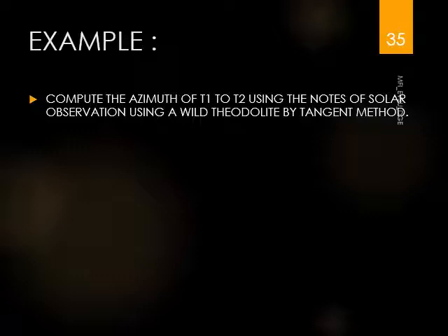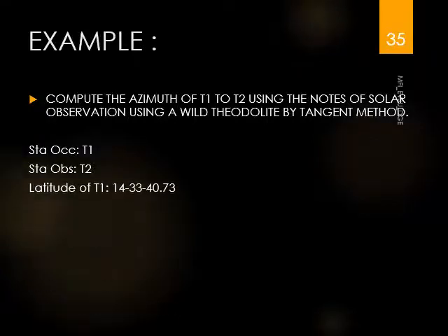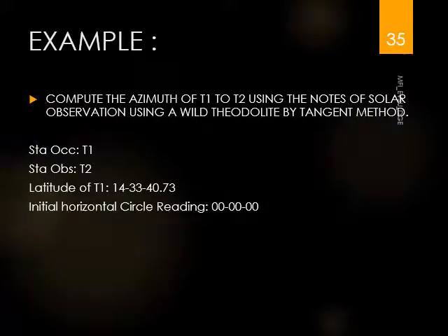observation. Compute the azimuth of T1 to T2 using the notes of solar observation using a wide field of light by a tangent method. So, nag-tangent method sila, no need to correct for a semi-diameter correction. Okay? Yung station 1, we have station 2. Yung nag-occupy sila sa T1, observe sila sa T2. Yung latitude ni T1, that is the latitude of the place of the observation, which is 143340.73. Yung initial horizontal circle reading niya ay 0, 0, which means naka-zero lock yung kanilang telescope kay T2.